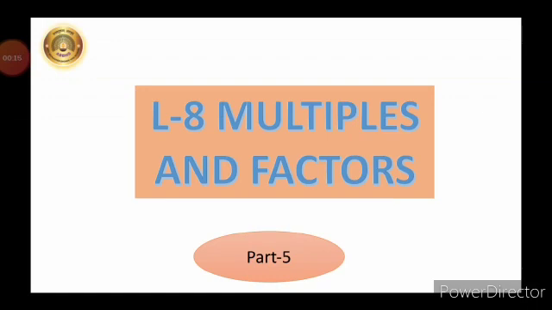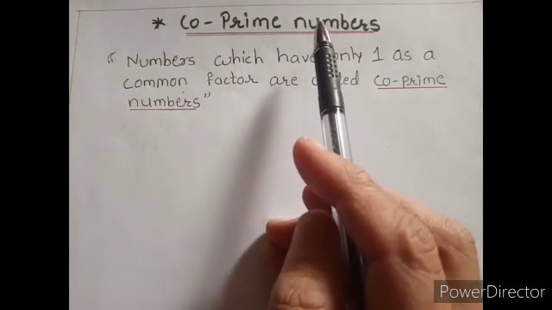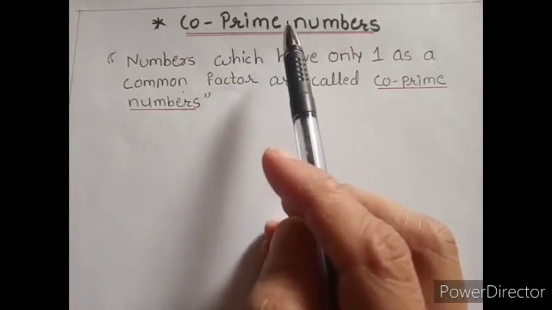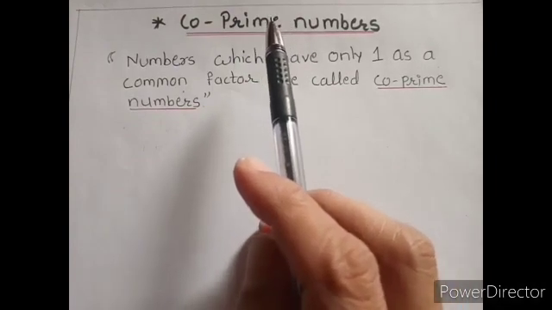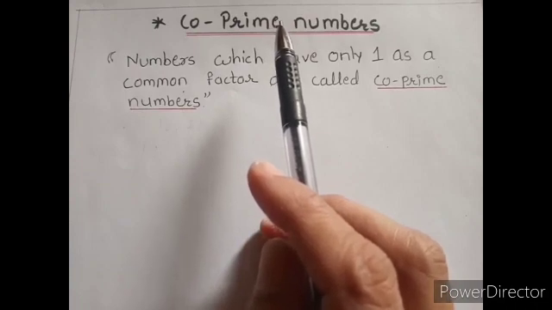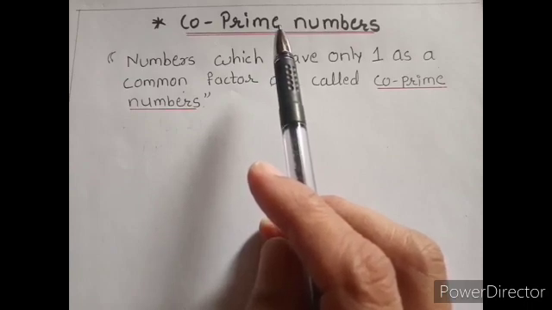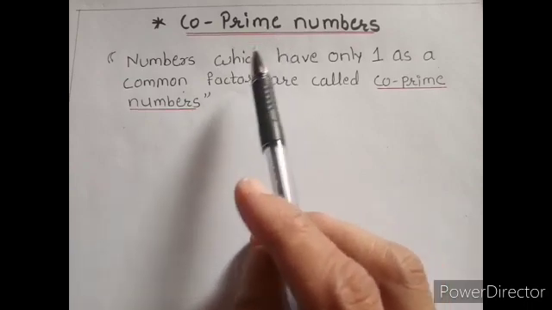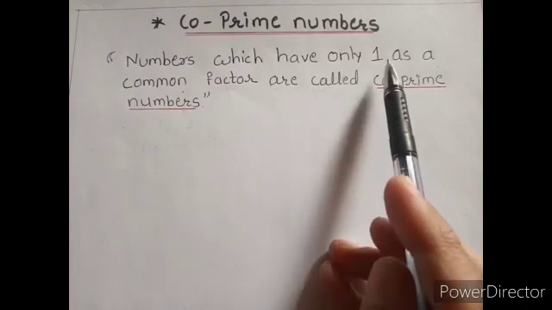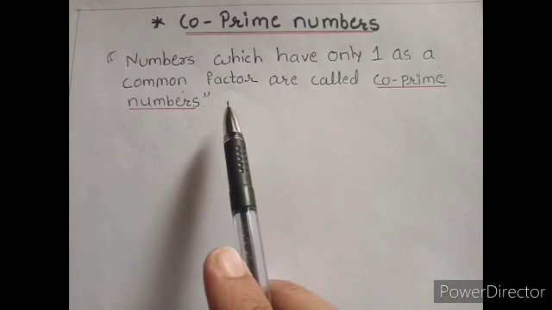In the previous video, we have learned how to find out prime and composite numbers. Today we will learn about co-prime numbers. Before that, revise what is meant by prime numbers that we have studied earlier. We know that a number which has only two factors, 1 and the number itself, is called a prime number. Now, we will see what is meant by co-prime numbers. Numbers which have only 1 as a common factor are called co-prime numbers.